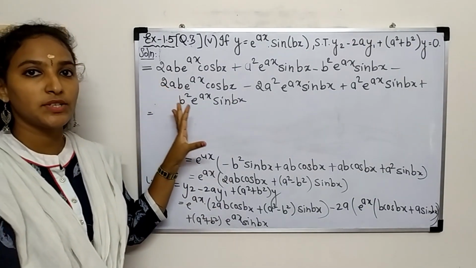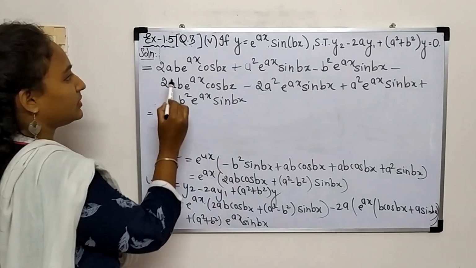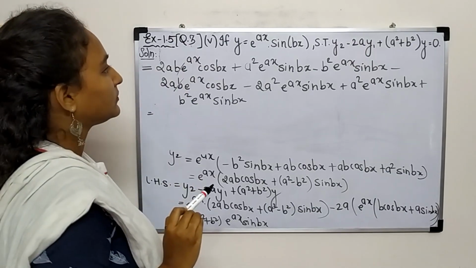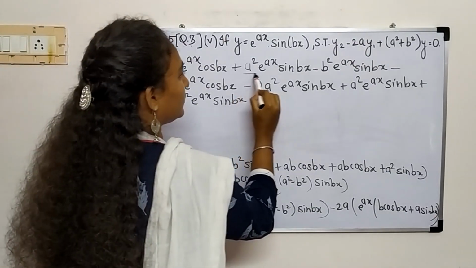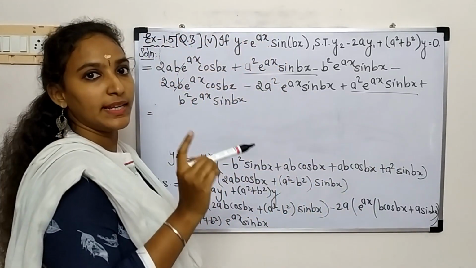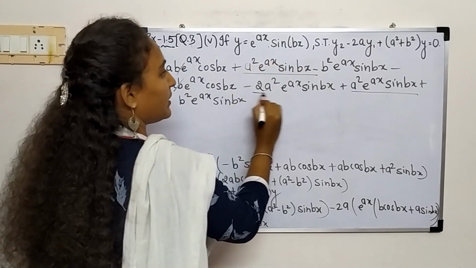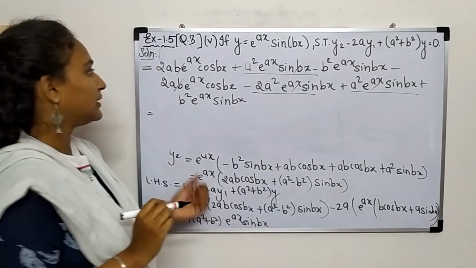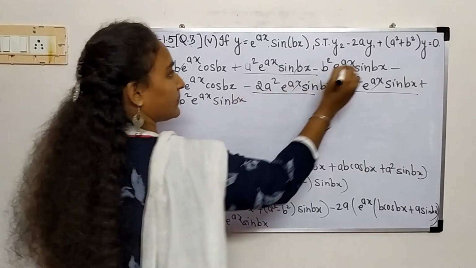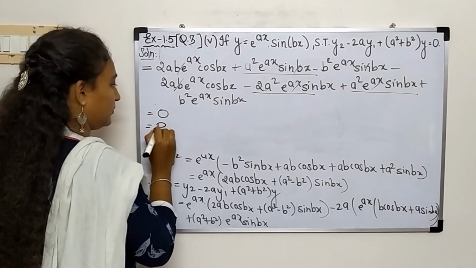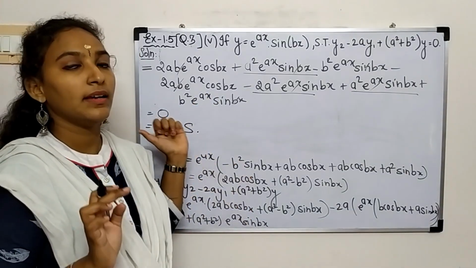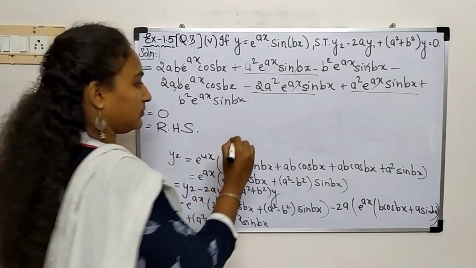Now let us see which terms are cancelling out with each other. See, 2ab e power ax cos bx is getting cancelled. Then this is a square e power ax sin bx. Again we have a square, that is 2a square plus 2a square minus a square will get cancelled with each other. Similarly, here we have minus b square term and here plus b square term. So finally all the terms are getting cancelled and we are getting RHS is equal to 0, hence shown.